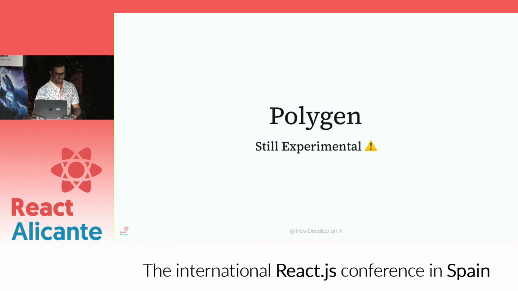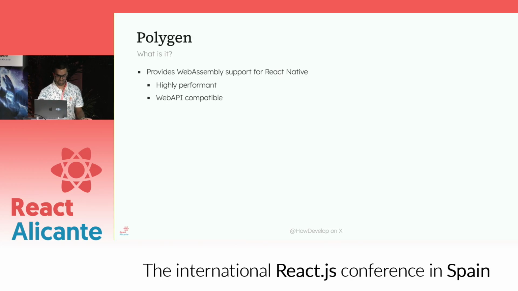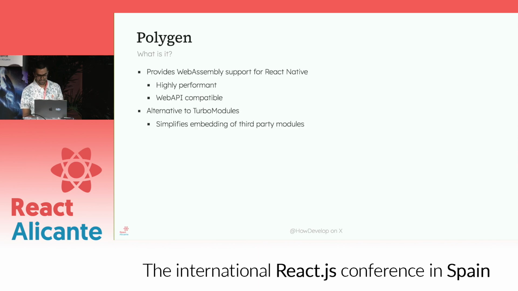So we have still not really solved the problem of supporting WebAssembly modules in React Native, but it's still a much better approach, I would say. So first, let's talk about what Polygen is. It's essentially a new approach of running WebAssembly in React Native. It is a highly performant solution that uses CodeGen. More on that in a bit. But it is compatible with the Web API. So that's one major problem solved for us. And you can think of it as an alternative to Turbo modules. And it also helps us to simplify the consuming and embedding of third-party modules a lot.